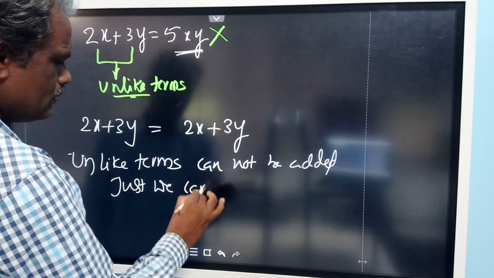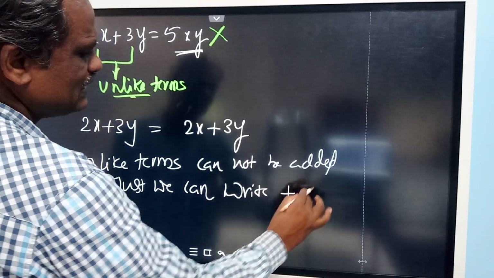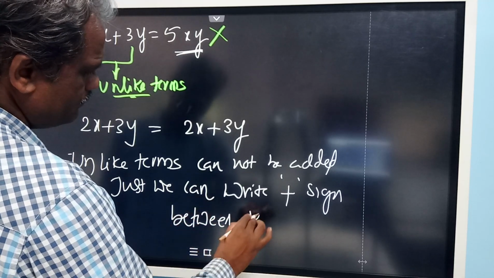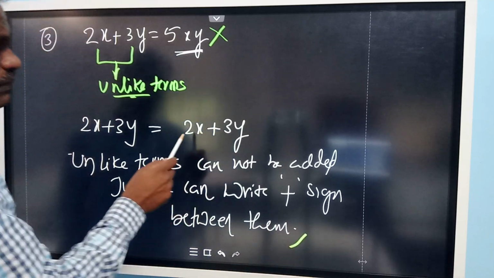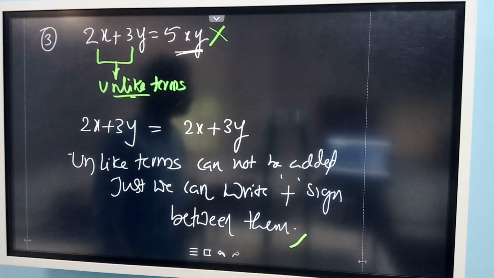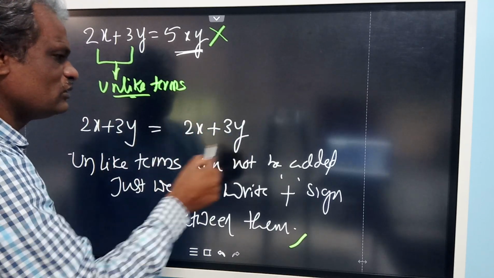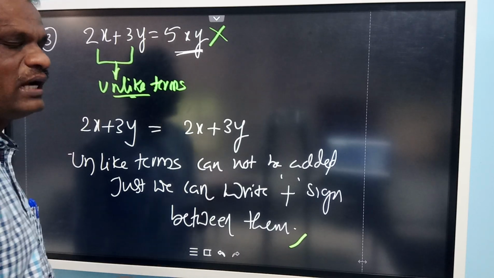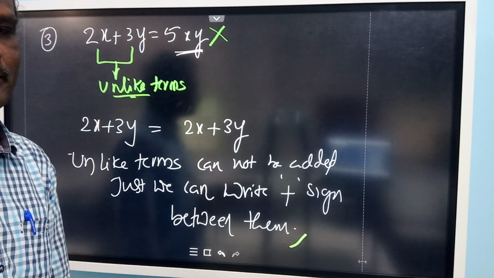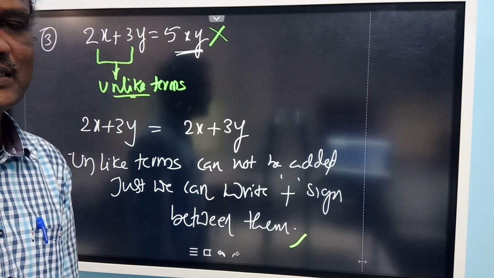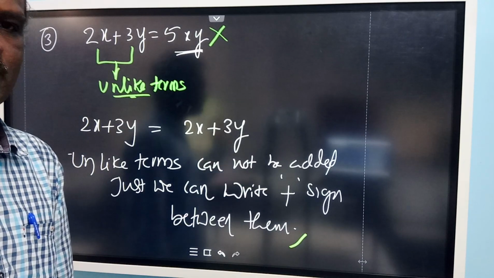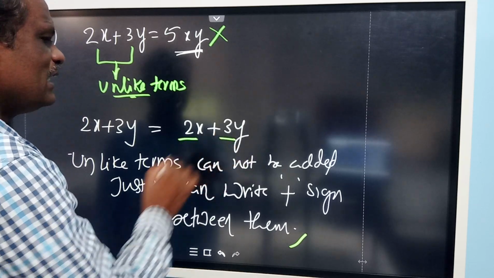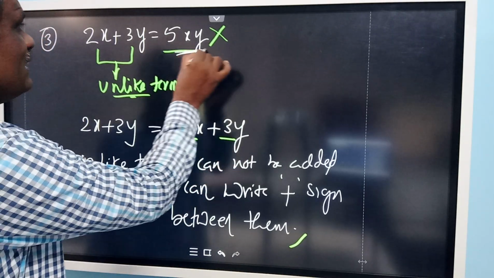We can write a plus sign between them. So we cannot add, which means the coefficients cannot be added here. Addition of these unlike terms means you just write 2x plus 3y. That itself is the sum. It is like asking 2 chocolates and 3 biscuits, what is the sum? You cannot say 5 chocolates and biscuits. It is 2 chocolate, 3 biscuit. Totally they are separate. So therefore you cannot add these two. They are unlike terms.